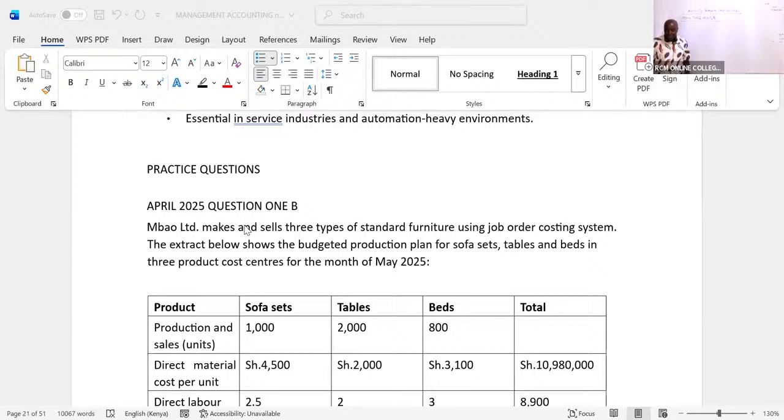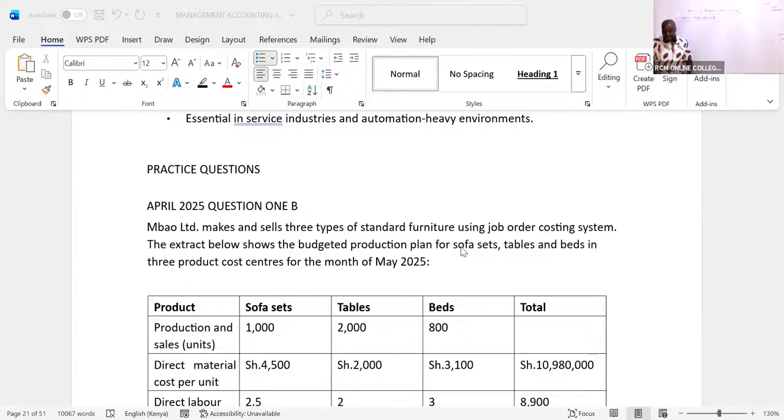Embu Limited makes and sells 3 types of standard furniture using a job order costing system. The extract below shows the budgeted production plan for sofa sets, tables, and beds in 3 production cost centers for the month of May 2025. So I can see production and the sales. Sofa sets, we produced 1,000. Tables, we produced 2,000. And the beds, we produced how many? 800, yes.